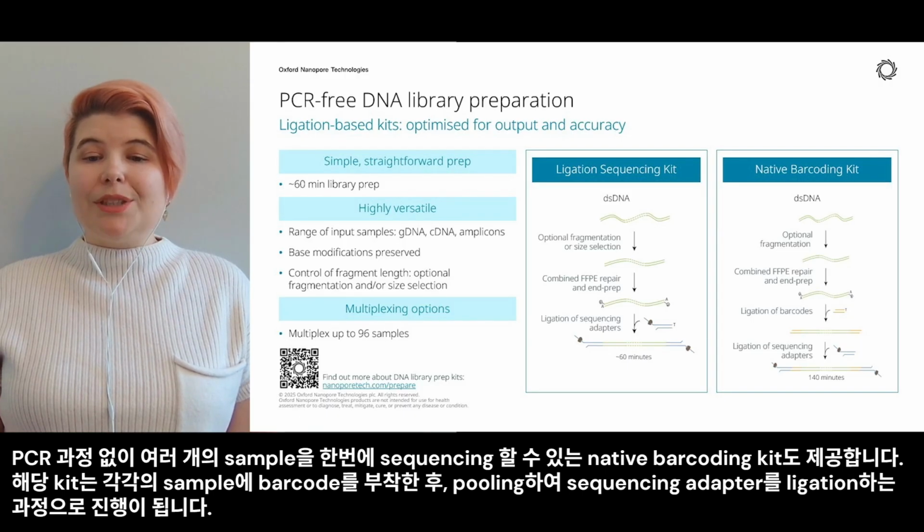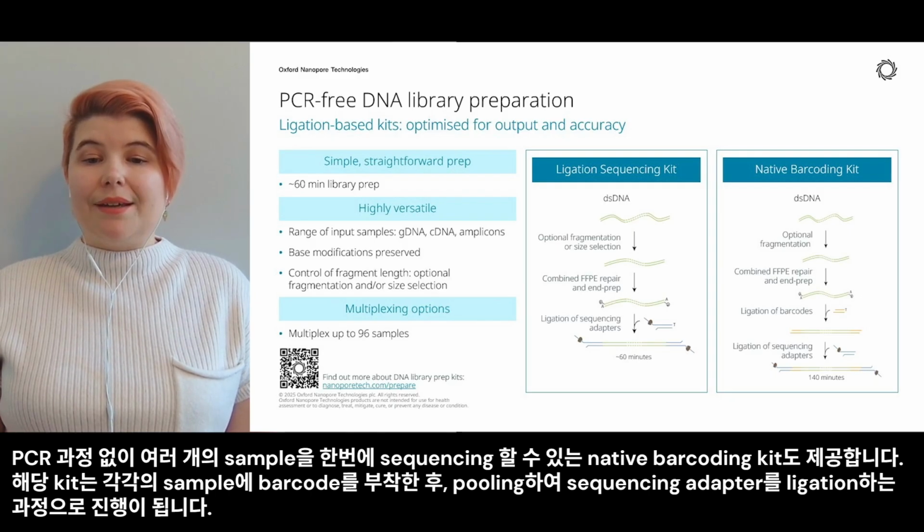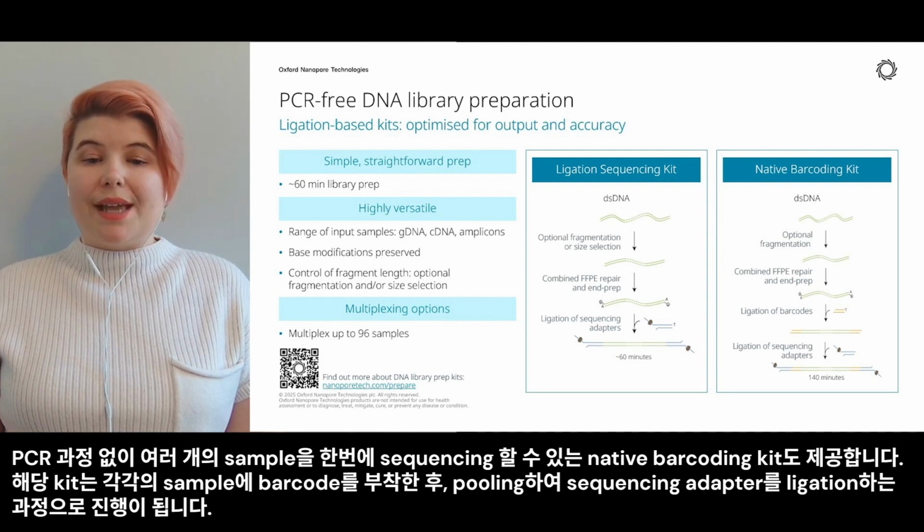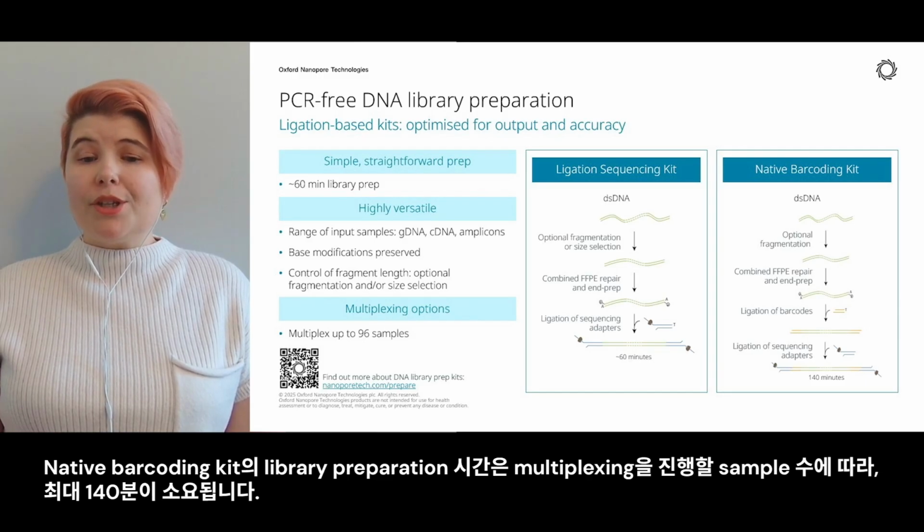The ability to multiplex up to 96 samples without PCR is also available using the native barcoding kit, which has an additional step of barcode ligation to each individual sample prior to pooling of these samples and ligation of the sequencing adapters. The preparation time for native barcoding can extend up to 140 minutes, depending on the number of samples you wish to multiplex.